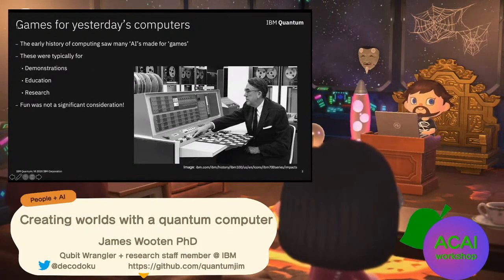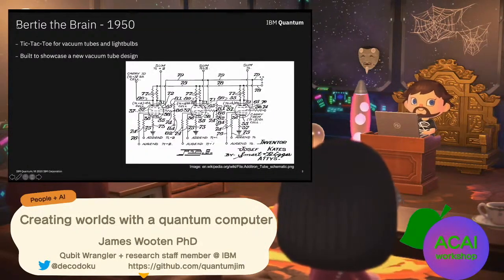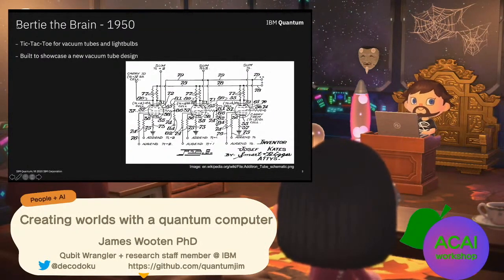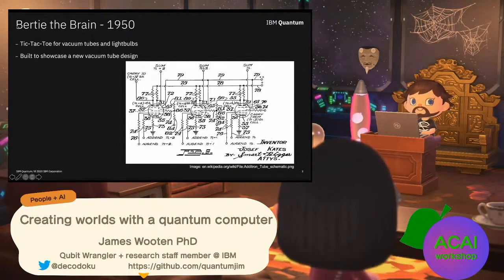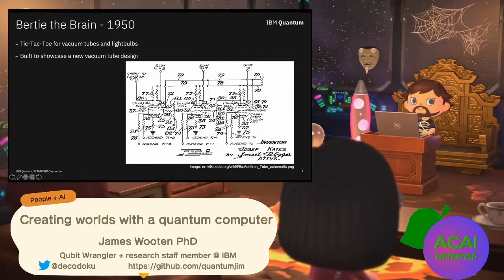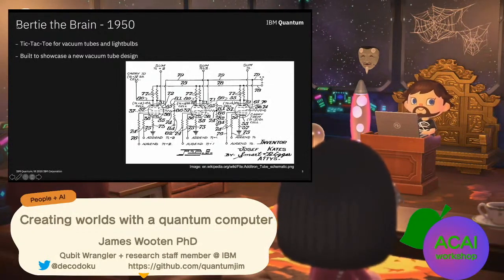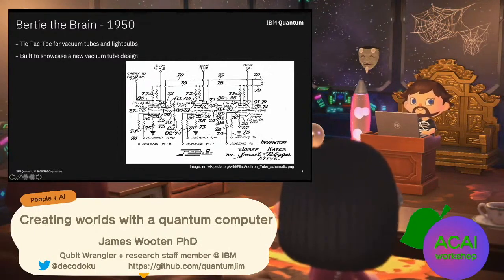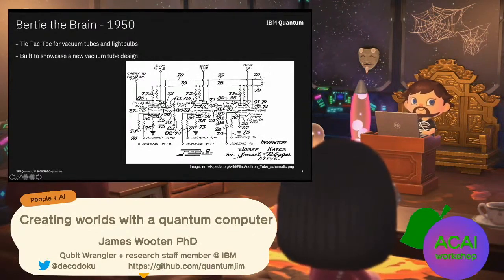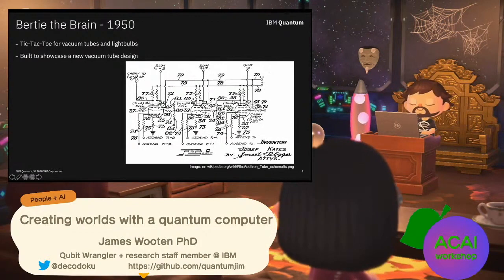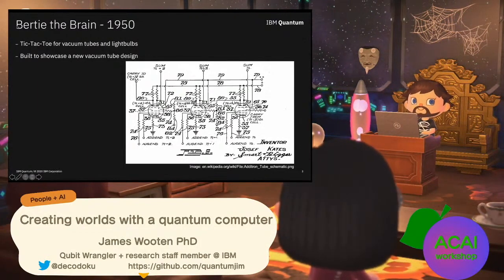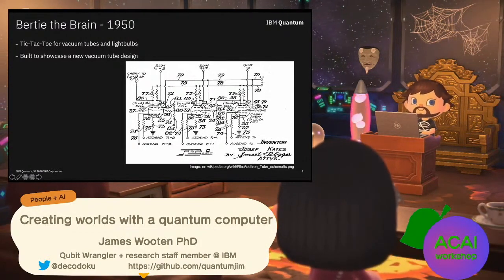So if you look at the first steps of combining games and computers, one of them was Bertie the Brain in 1950, and this was an implementation of tic-tac-toe using vacuum tubes and light bulbs. I believe it was you playing against a tic-tac-toe AI, which is of course extremely rudimentary because it's a very simple game. This was mostly done to showcase a new vacuum tube design at a trade show. So people wanted to sell their new type of vacuum tubes, and they made a game to try and impress people.